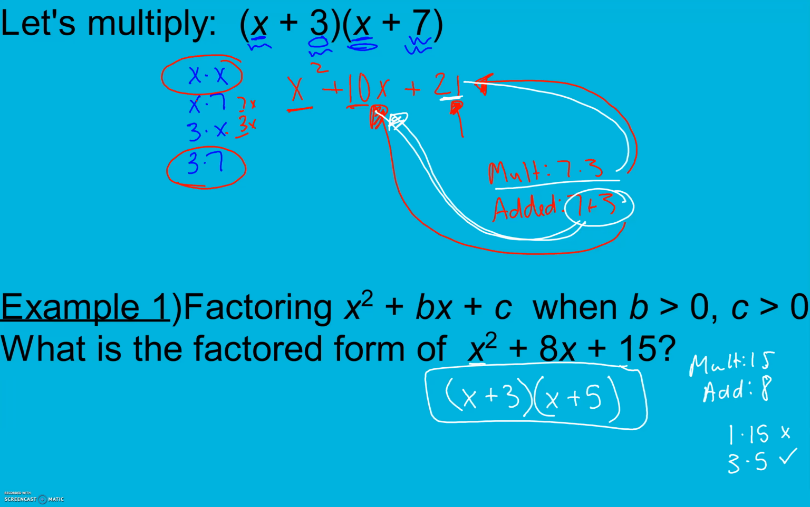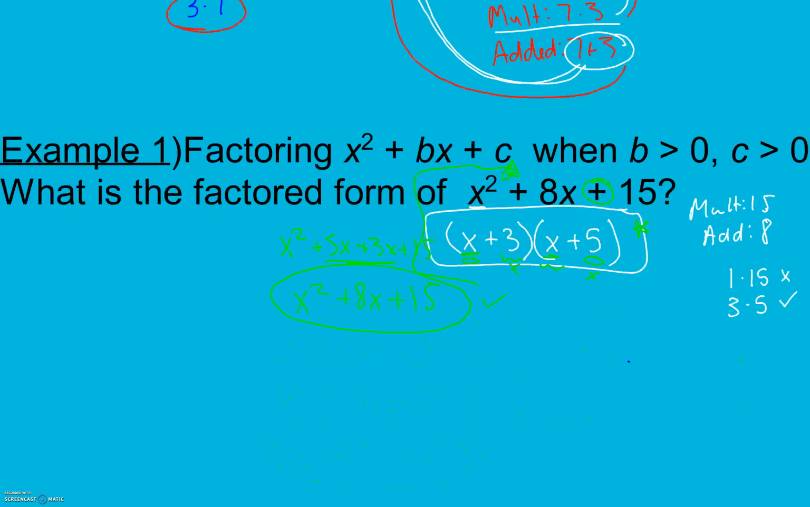Let's FOIL this back just to double check. Firsts, outsides, insides, lasts. When we combine our like terms here, I get x squared plus 8x plus 15, which is what we started with here. So it checks, and our answer is correct. So again, we want to multiply to our last number, add to our middle number. And that pattern works here.